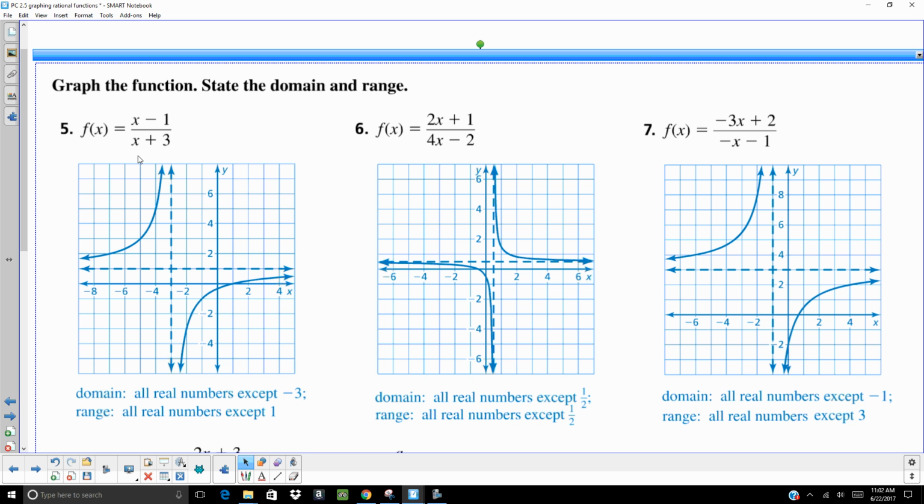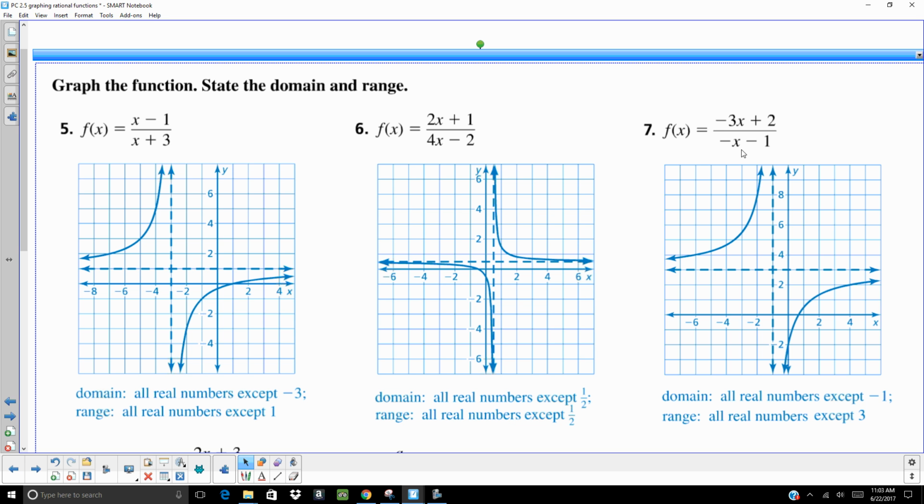Yep. Here, you're going to have a vertical at x = -3, because you can't have 0 in the denominator. Think of that as 1 over 1. That's going to give us our horizontal. Here, 4x - 2, set that equal to 0, and you're going to get x = 1/2, which is our vertical. 2 over 4 is also 1/2, which is going to give us our horizontal. So our vertical is at 1/2, our horizontal is at 1/2.